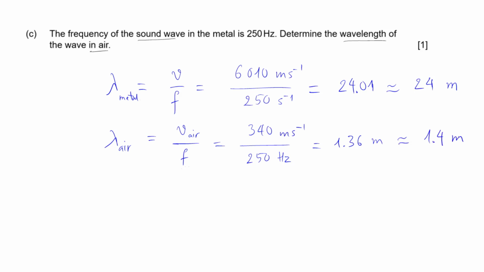Okay, that is the difference in the wavelength. In the metal sheet, the speed is a lot faster and therefore the wavelength is a lot longer than in the air.